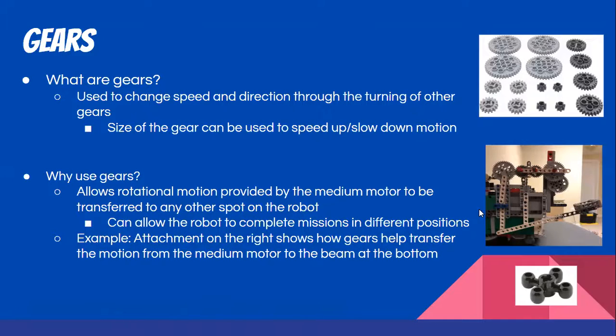For example, you can take a look at the attachment over here. It shows how gears transfer the motion from the medium motor over here all the way to this beam over at the bottom. Gears for the most part are connected to the medium motor to move attachments faster. An important type of gear would be the 4-knob gear you can see here. It is a basic gear that is important when connecting the motor to attachments.